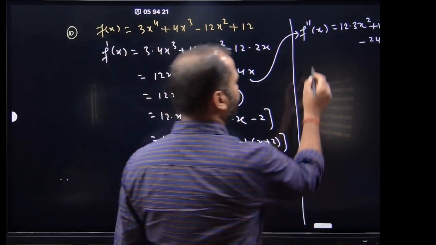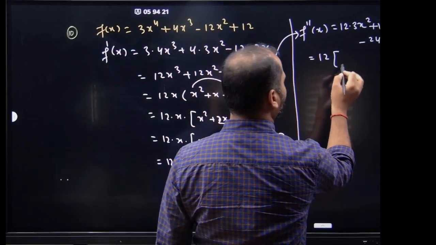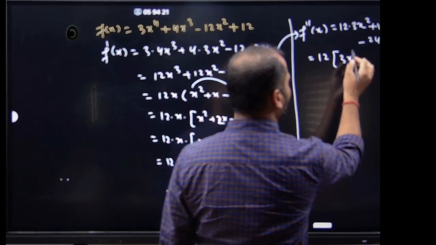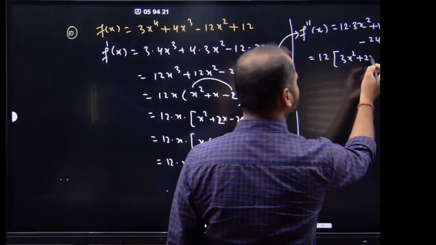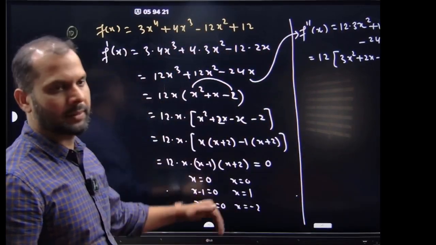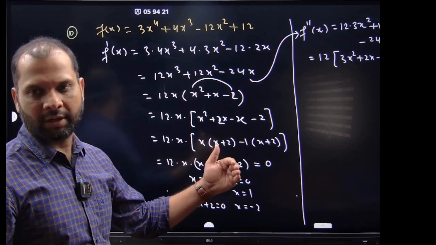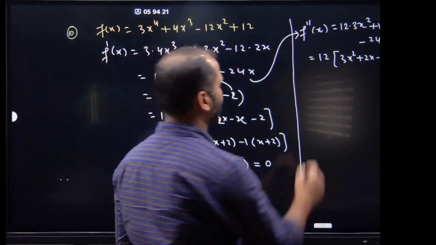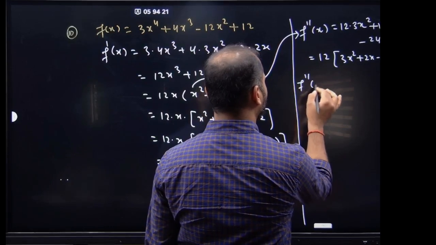What common can I take? I think I can take 12 common, correct? So, 3x square plus 2x minus 2 will be there. Now, one by one I will be putting values and checking whether it is positive or negative. So, first 0 I should put. So, f double dash 0 it will be there.